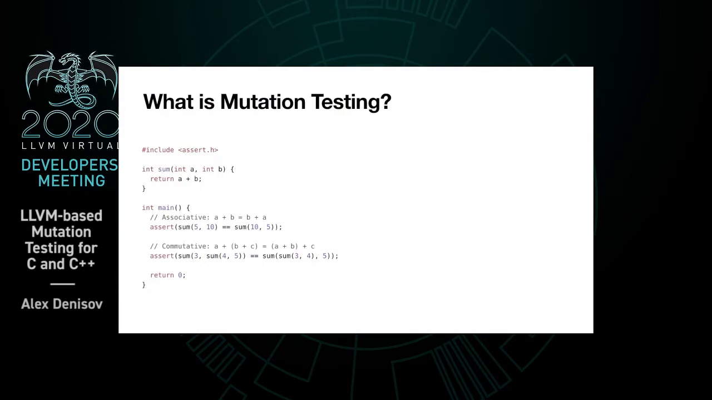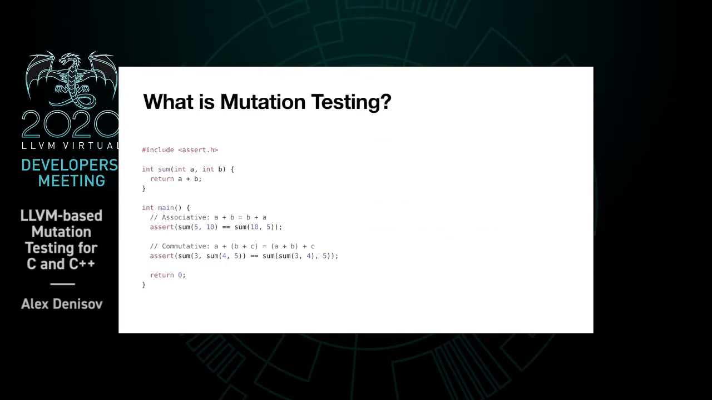The easiest way to answer this question is by showing an example. Let's say we need to write a function that calculates the sum of two numbers. Obviously, we need to test this function to make sure that the implementation is correct. In this case, we pick two mathematical properties. The test suite, however small, gives us the green light. The tests are passing and the code coverage is 100%.